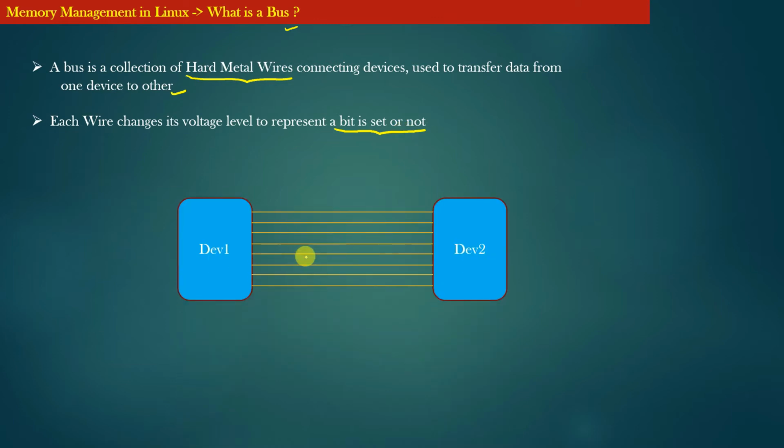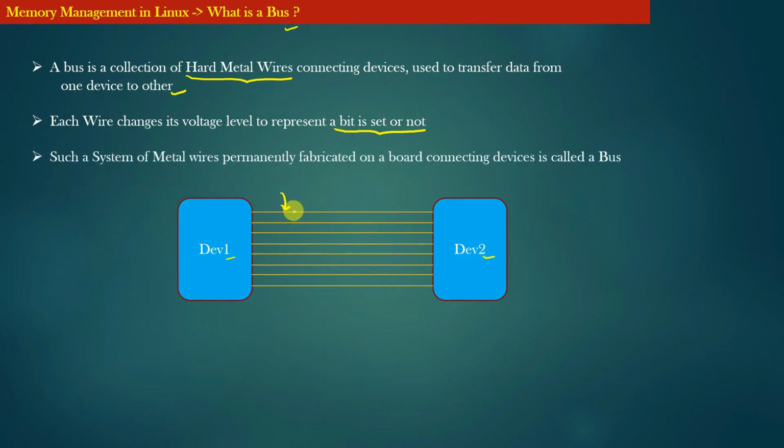You can see in this diagram we have two devices, device 1 and device 2. Both devices are connected to each other using these hard metal wires. The thin yellow lines between these two devices are actually hard metal wires fabricated on a board. Such a system of metal wires permanently fabricated on a board, meaning the motherboard, connecting devices is called a bus. You can see that this entire system of wire is called a bus.